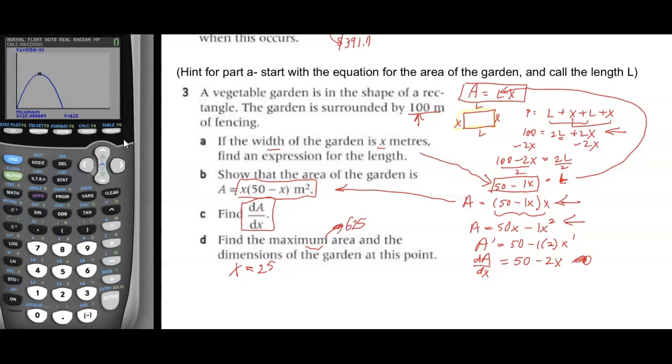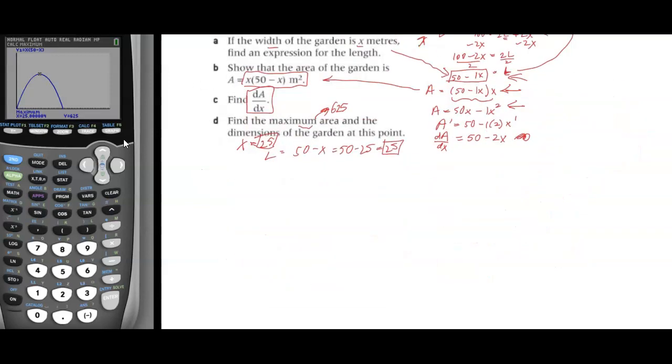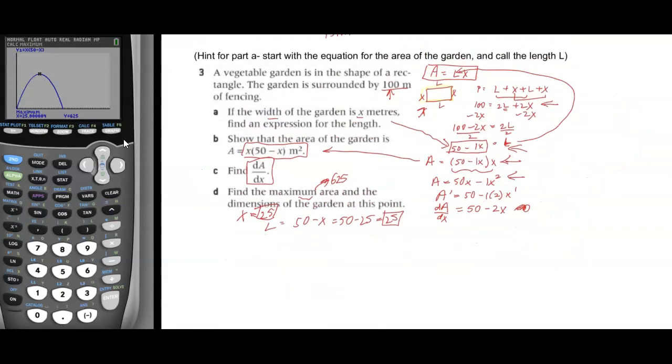Okay, and they say the dimensions of the garden. The dimension has two parts because it's a rectangle. So the width is 25. How would we find the length? We could use this expression here. The length is equal to 50 minus x. So it would be 50 minus 25. Guess what? The length is also 25. So it is a square. All right. Turns out squares are efficient shapes. That is the last problem on page 9.